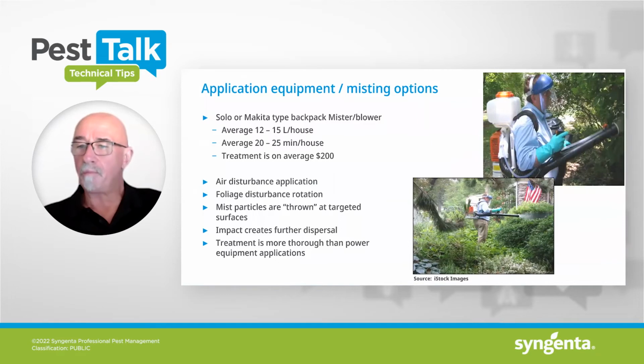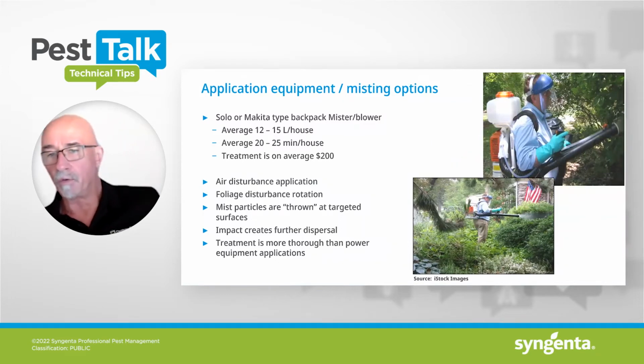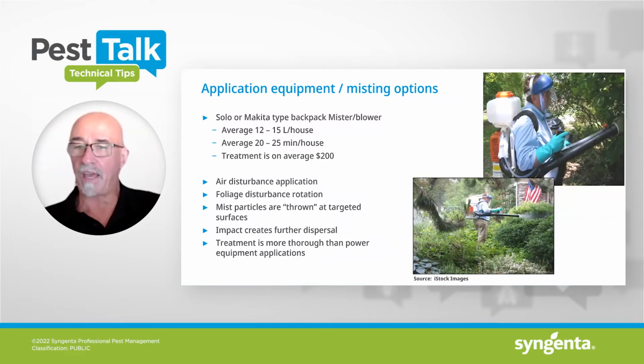Silo or Mosquito type backpack mister blowers. Really, really good volume, they push out a lot of air, an average of 12 to 15 litres for a normal sort of Aussie backyard house, an average of 20 to 25 minutes. The treatment can be on average anything from $200 to $500, depending on the amount of foliage, but it's a good idea, a good add-in to your treatments to give your customers.